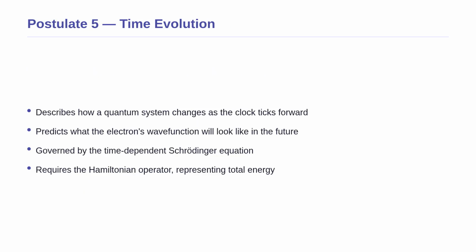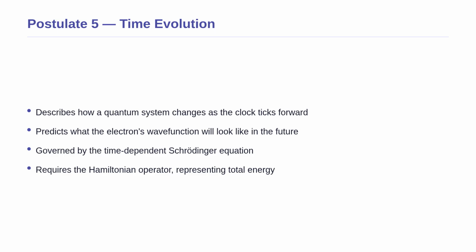Now that we know how to measure properties at a specific moment, we must ask how the system changes as the clock ticks forward. The final major rule is the postulate of time evolution. Just like classical laws tell us where a thrown baseball will be 5 seconds from now, this postulate tells us what the electron's wave function will look like in the future.